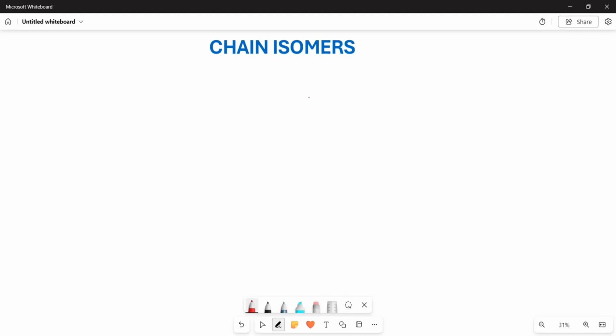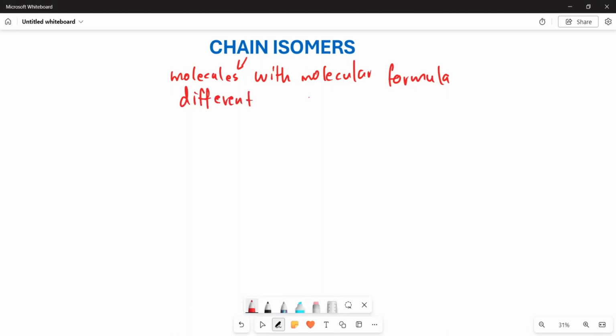What we are looking at now, I want us just to briefly look at what are chain isomers. Firstly, the word chain isomer literally means that these are going to be molecules with the same molecular formula, but different in terms of the type of chain.